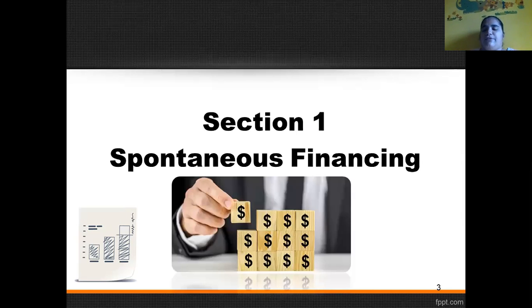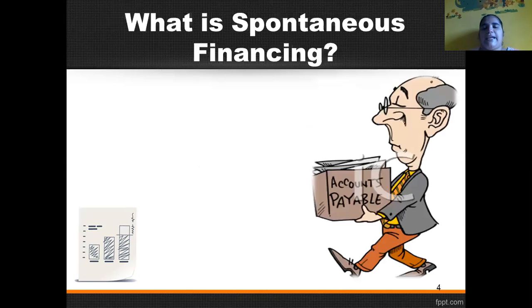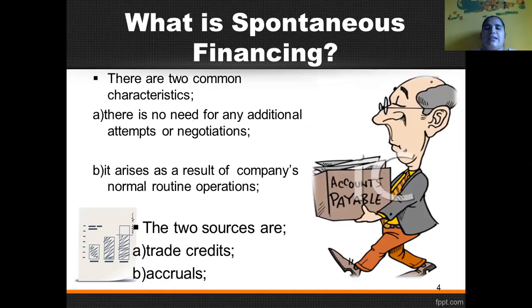the first type of short-term finance, which is called spontaneous financing. Now, what is spontaneous? Spontaneous means it is an attempt where you need funds on an impulse, say for buying raw materials or paying certain bills. There are two main characteristics of spontaneous financing. There is no additional attempt or negotiation made.